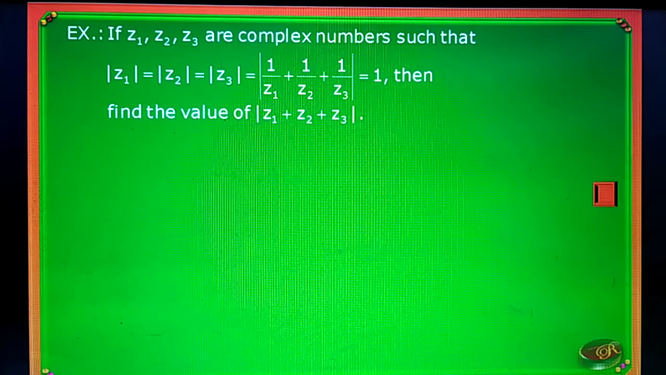Next example. If Z1, Z2, Z3 are complex numbers such that modulus of Z1 is equal to modulus of Z2 is equal to modulus of Z3 is equal to modulus of 1 by Z1 plus 1 by Z2 plus 1 by Z3 is equal to 1, then find the value of modulus of Z1 plus Z2 plus Z3.